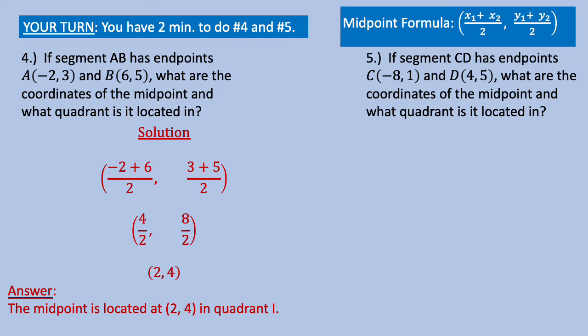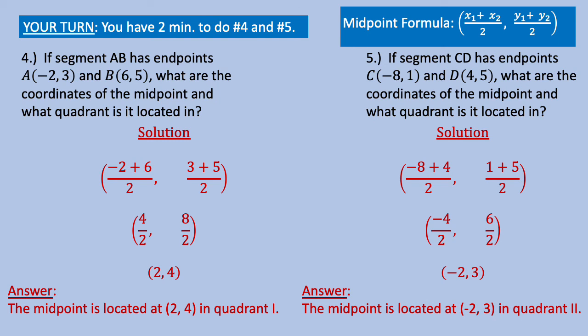And now let's look at number 5. For number 5, the answer you should have gotten is -2, 3 for the coordinates for the midpoint, and that point is located in quadrant 2. Please double check your work if you did not get those answers so that you could see where it was that you made a mistake and fix your error.